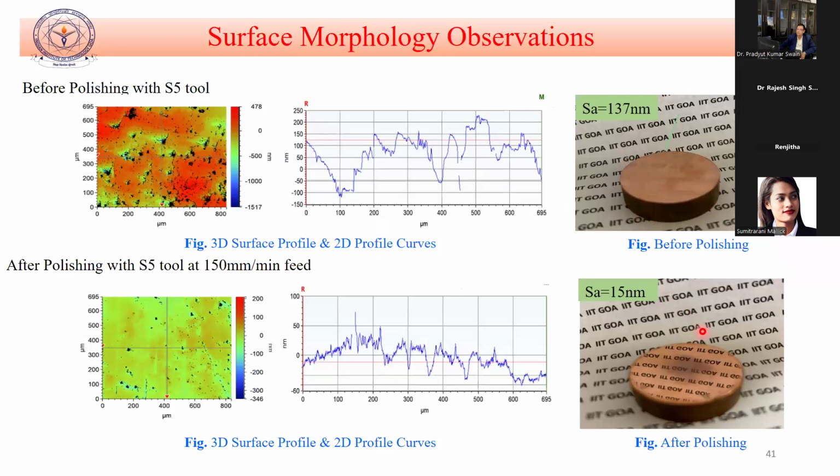This is the result of 15 nanometers. This is the initial S5 tool before polishing, with a roughness of 137 nanometers, so there is no mirror effect. But after a particular number of passes at a feed of 150 mm per minute, it just looks like a mirror. Whatever the paper you have shown here, this is a complete mirror, but still there is some corrosion that we have to take care of.